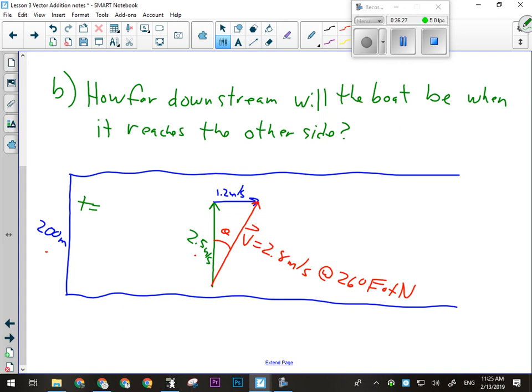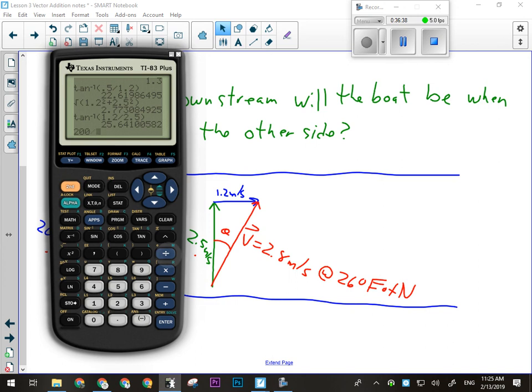The time to get across the river will be 200 divided by 2.5. t equals d over v. So I calculate that, and it's going to take me 80 seconds to get across the river. The whole time I'm rowing across, what am I also doing? Being pushed downstream. How fast am I being pushed downstream? 1.2 meters per second. So if I take the 80 seconds and multiply it by the speed I'm moving downstream at, I find out that I will end up 96 meters downstream.